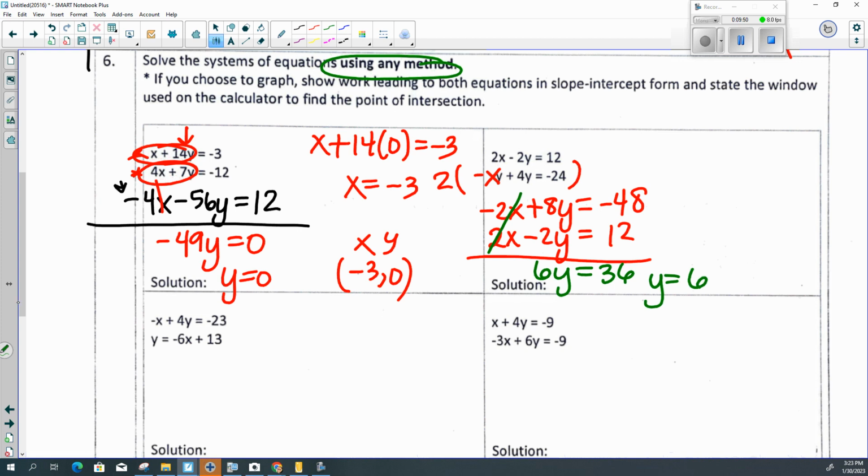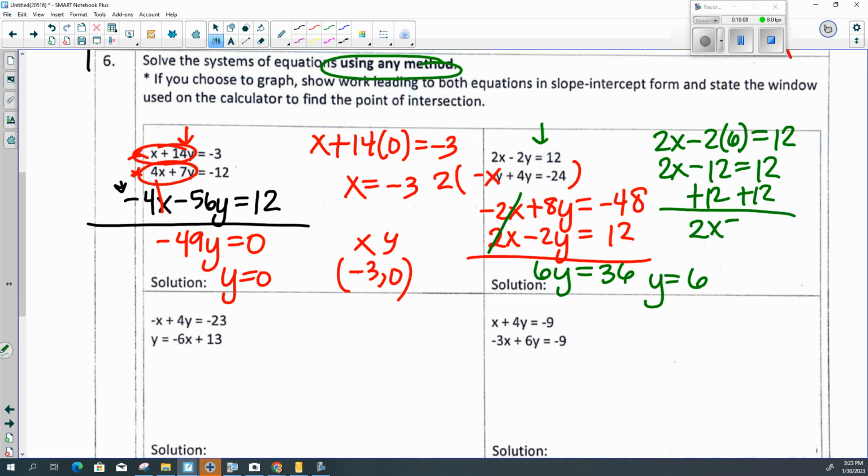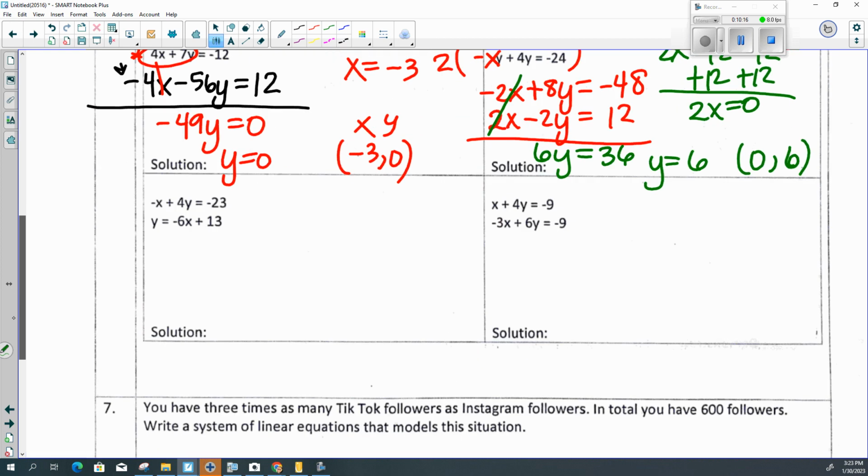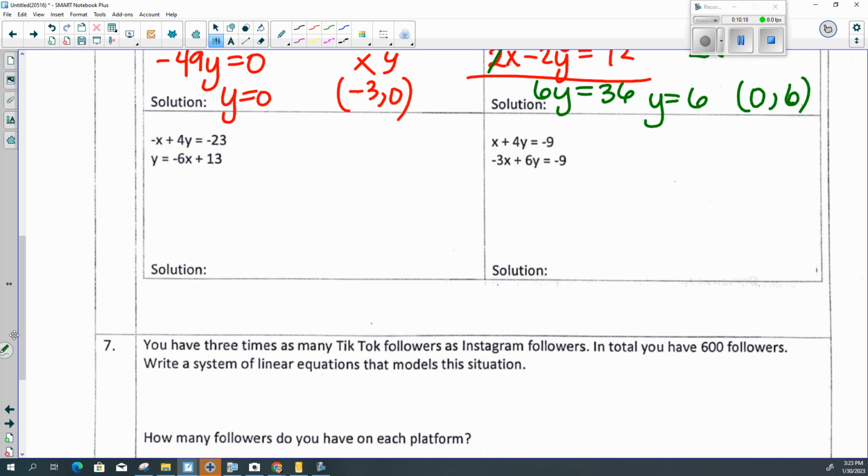I'm going to substitute that back in. I think it would be easy in this one, maybe. 2x minus 2 times y equals 12. If I'm ever going too fast, that's the good thing about a video. You just stop or pause me. When I divide it out, I find that x equals 0. So I've got 0, 6. These could always be 0 solutions or infinite solutions, by the way.